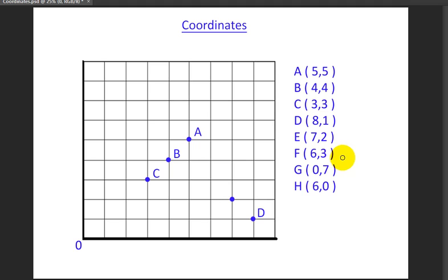I'm just going to place the rest of the points first, and then I'm going to put the letters in. F is at 6, 3. So 1, 2, 3, 4, 5, 6. 1, 2, 3.